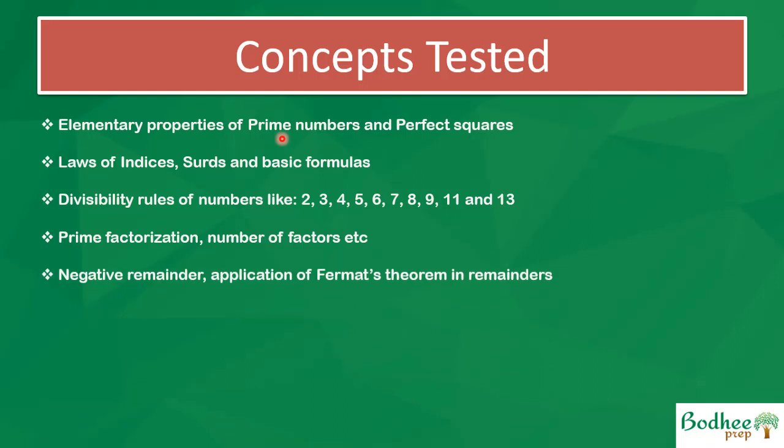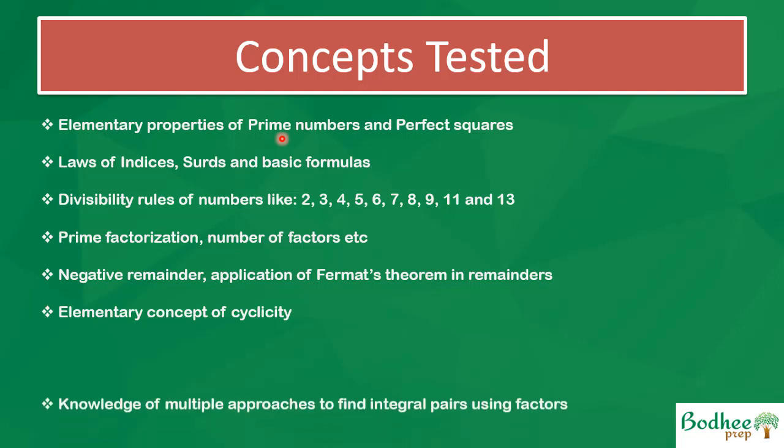Then negative remainder, application of Fermat's theorem. Some of the most fanciful theorems like Chinese remainder theorem and Fermat's theorem and Euler's formula and all those fascinating concepts you will come across in the number system. Then you have elementary concept of cyclicity. Again, that you will learn in the syllabus as you progress. So when you look at these concepts, you should be familiar with them. Not only familiar, you should be thorough with these concepts.